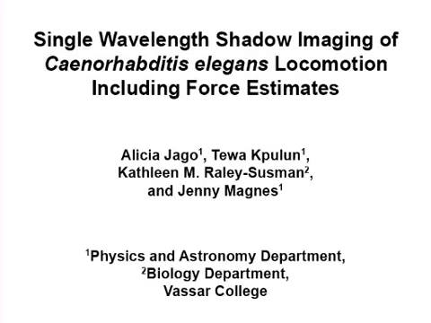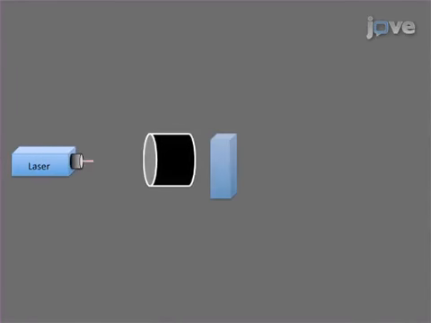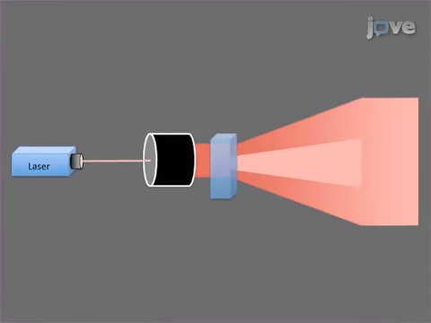The overall goal of this procedure is to measure and evaluate the vertical path, velocity, and forces exerted by a freely swimming nematode using coherent monochromatic radiation. This is accomplished by first setting up a coherent monochromatic shadow experiment for freely swimming C. elegans.